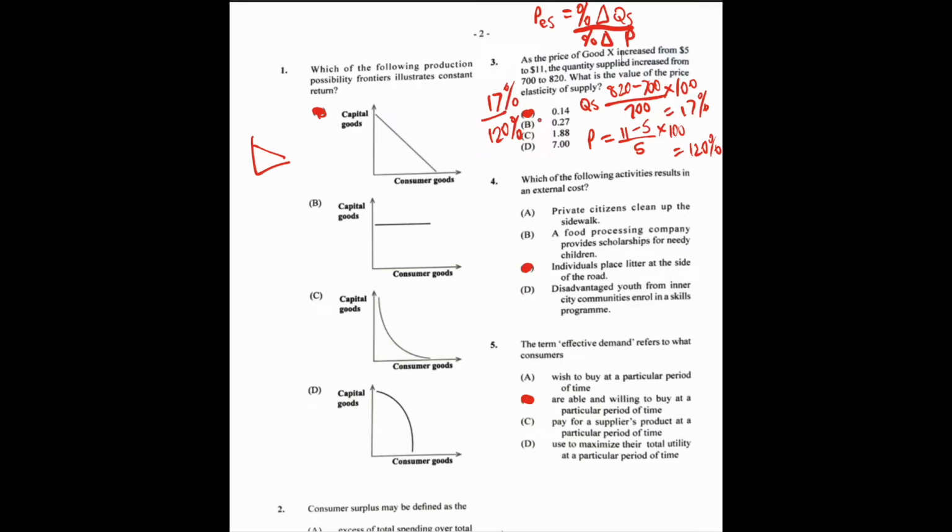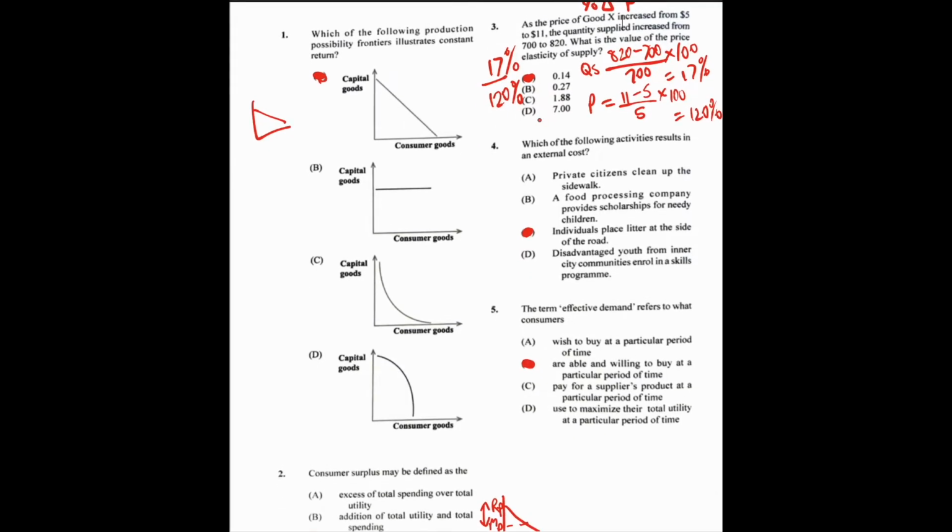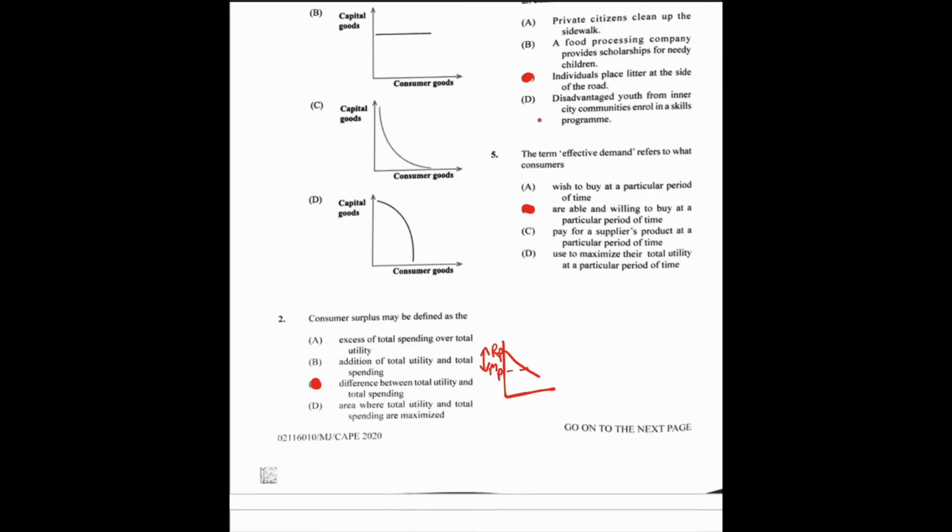5 says the term effective demand refers to what consumers are able and willing to buy at a particular period of time. So really and truly, this is talking about the purchasing power of the consumer. That's the ability to buy, and then the willingness overall is just the desire of the consumer to actually buy something. That's the effective demand.